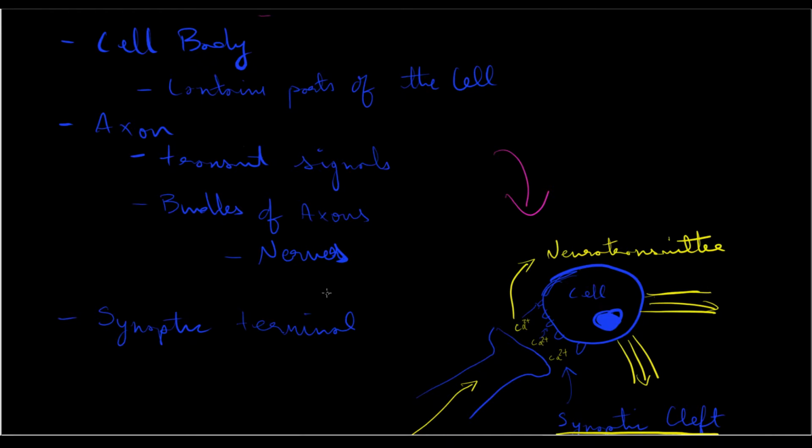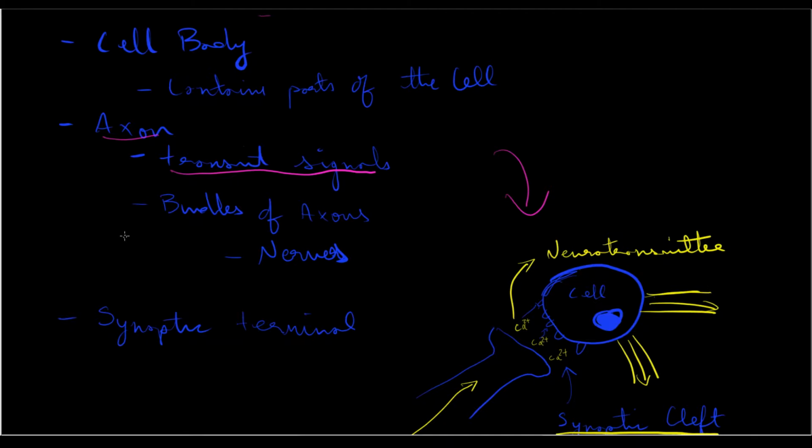Now, branching off the cell body, you have the axons, which are like small tube-like things that transmit signals through electricity, or electrical signals.